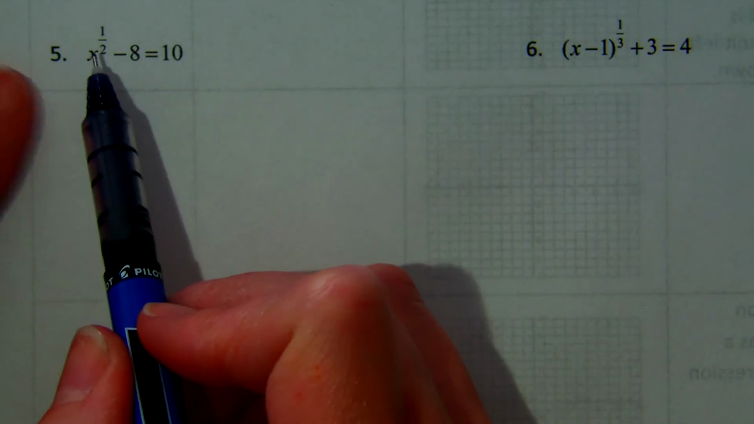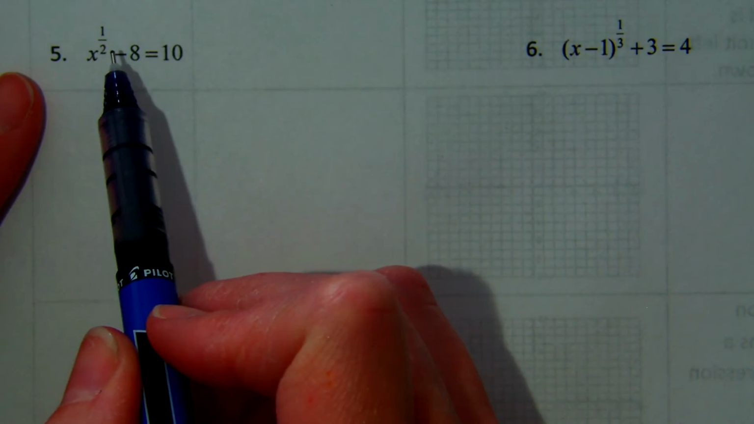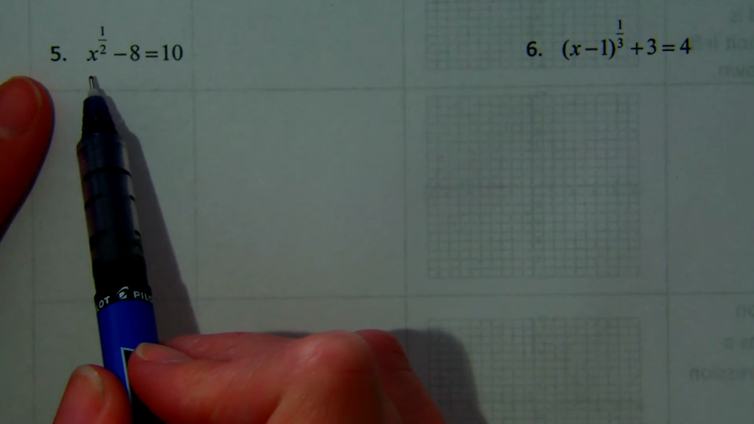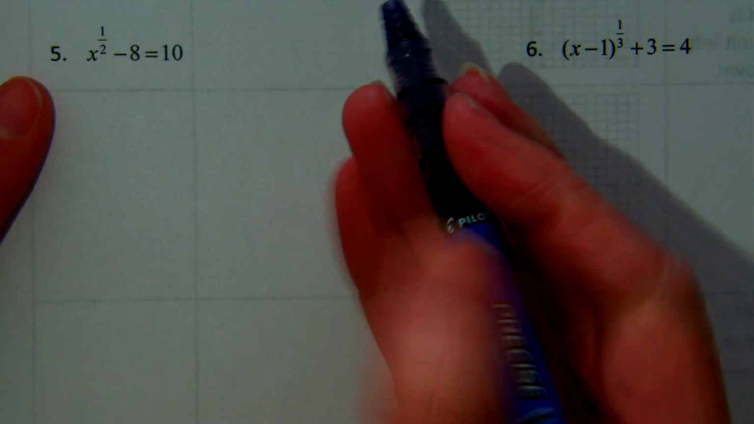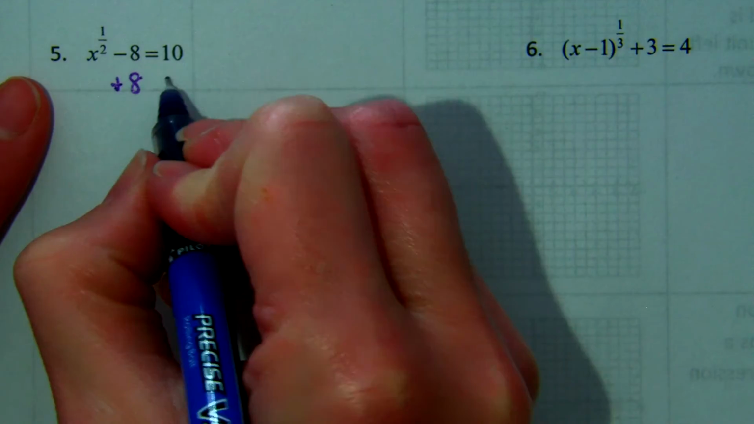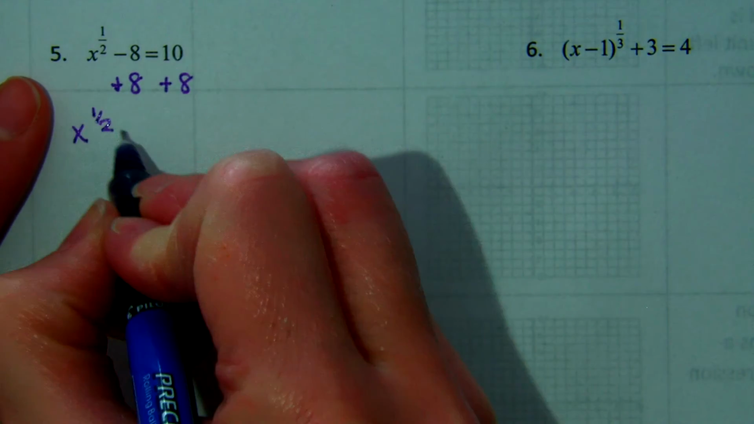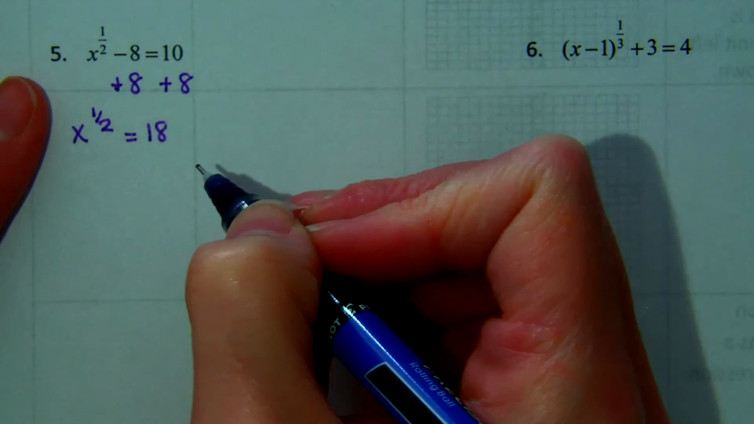We already have an exponent of 1/2, so I don't have to do any rewriting of roots. But my x to the 1/2 is not alone. That 8 is in the way. And so what I'm going to do is add 8 to both sides, and I get x to the 1/2 is equal to 18.